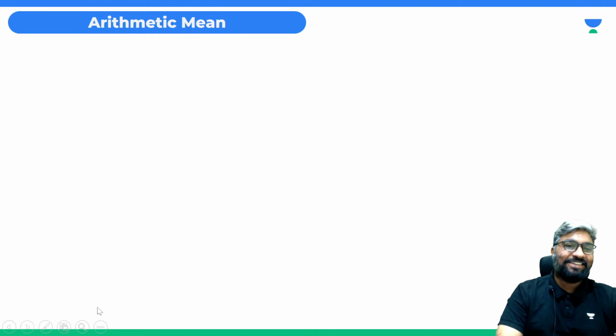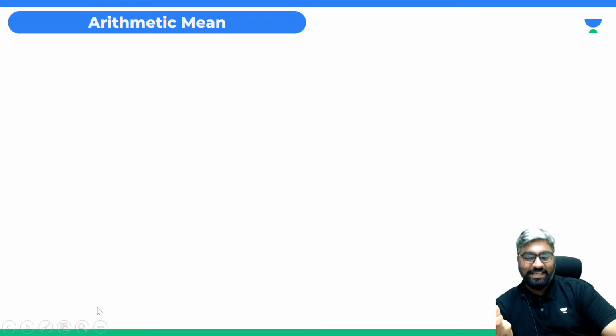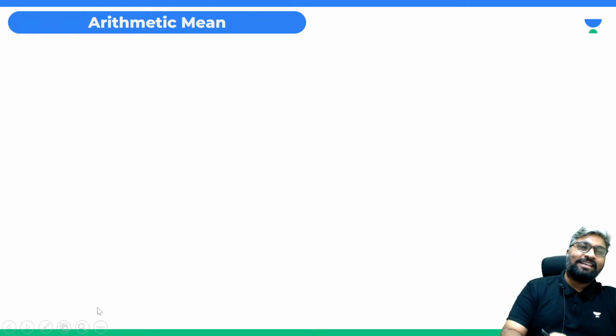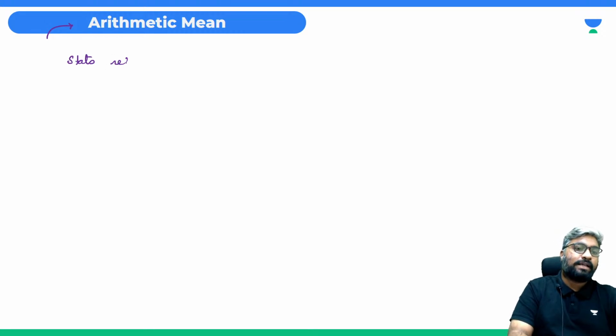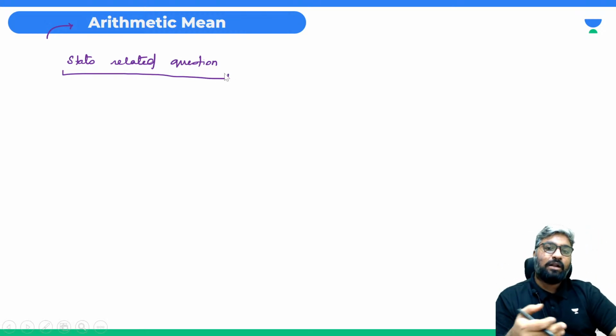Let's move on to arithmetic mean. Now with arithmetic mean, how to deal with stats related questions, right? If you are given a list of terms, say 2, 3, 4, 5, and asked to find the average, in such a case, how would you do it?